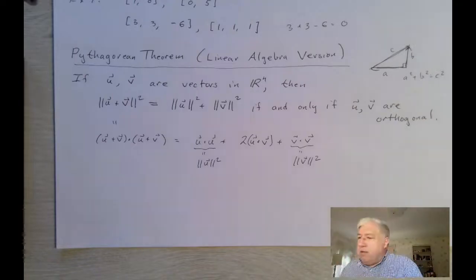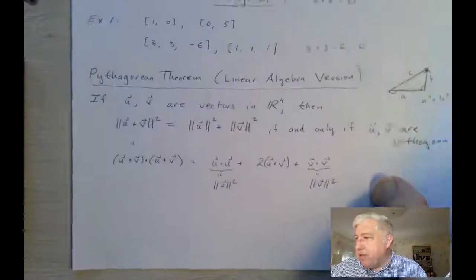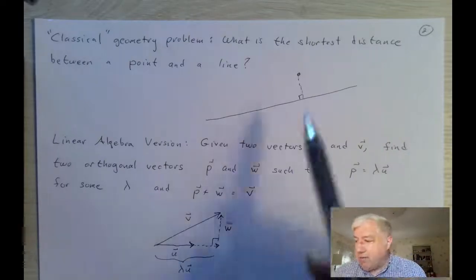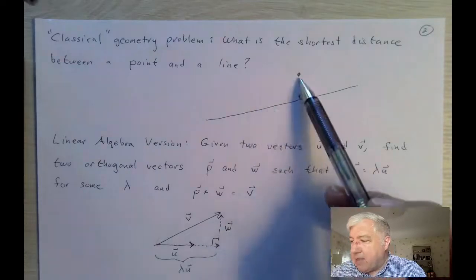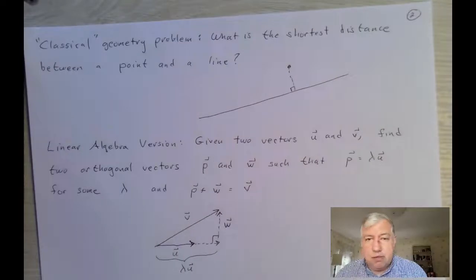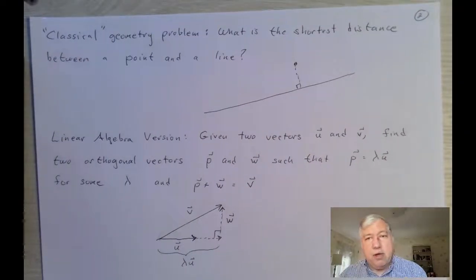Okay. Now, there's a classical geometry problem that you may have seen before: finding the shortest distance between a point and a line. If you take a line and a point that's not on the line, we want to know how we can find the shortest distance. I was talking to my mother about this this morning, and she said, "Oh, well, that's obvious. You measure it." Well, that's true, but how do we use mathematics to find this if we don't have a ruler?